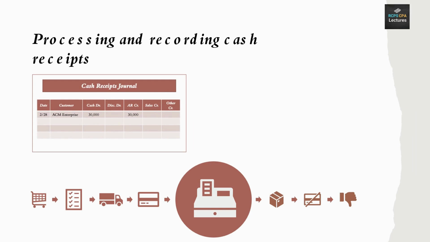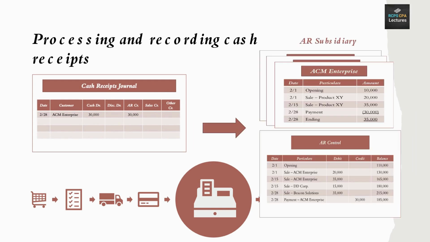The entries in the cash receipts journal are also used to update the AR subsidiary and general ledger, but this time the movement is to decrease the balance of the receivable in the respective ledgers.